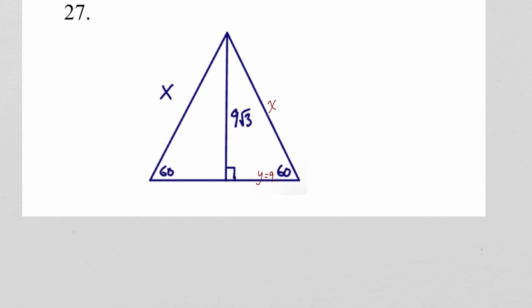That's because in a 30-60-90 triangle, the short side times root 3 is the long side, and the hypotenuse is twice the short side. So x is equal to 2 times 9, or 18.